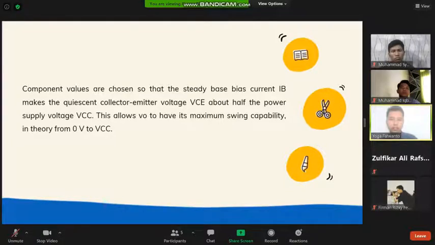Okay. Component values are chosen so that the steady base bias current IB makes the quiescent collector emitter voltage VCE about half the power supply voltage VCC. This allows VO to have its maximum swing capability, in theory from 0 voltage to VCC.